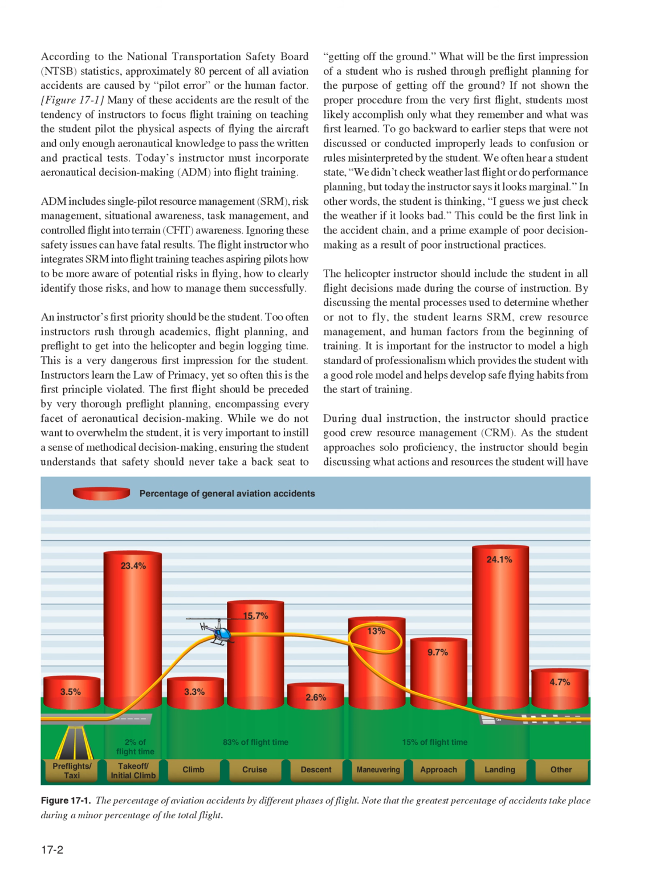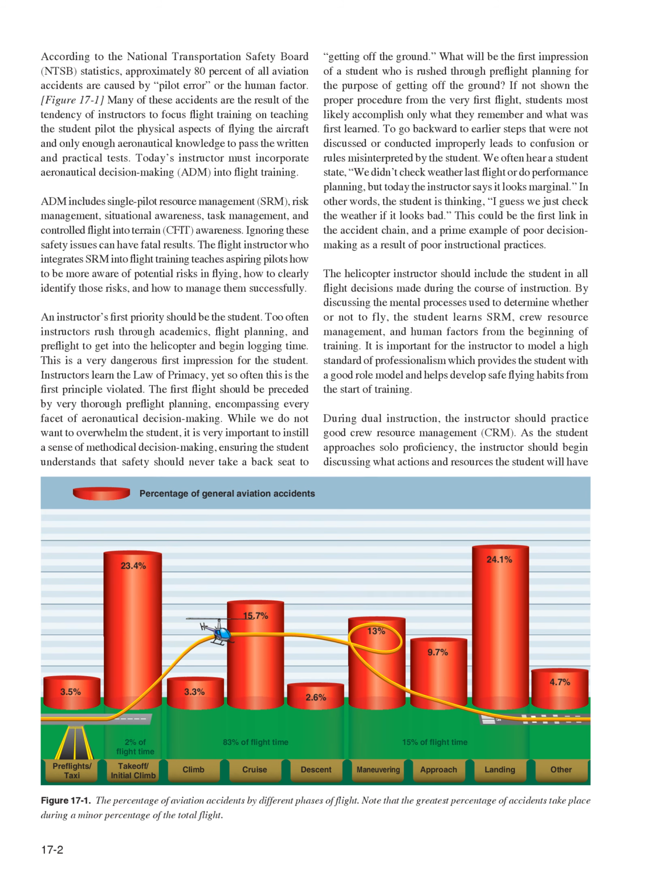To go backward to earlier steps that were not discussed or conducted improperly leads to confusion or rules misinterpreted by the student. We often hear a student state, "We didn't check the weather last flight or do performance planning, but today the instructor says it looks marginal." In other words, the student is thinking, "I guess we just check the weather if it looks bad." This could be the first link in the accident chain, and a prime example of poor decision-making as a result of poor instructional practices.